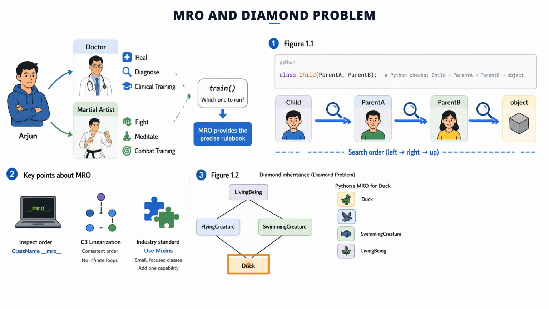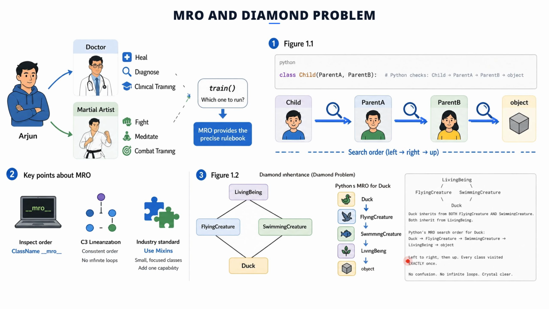However, Python's MRO for duck follows a specific predictable chain shown here on the right. First, it checks duck, then flying creature, then swimming creature, then it moves up to living being, and finally object. By visiting every class exactly once and following that left to right then up approach, Python completely eliminates confusion and prevents the logic from looping infinitely. This clear resolution path is exactly why we can safely build complex behaviors by combining smaller specialized Mixin components.